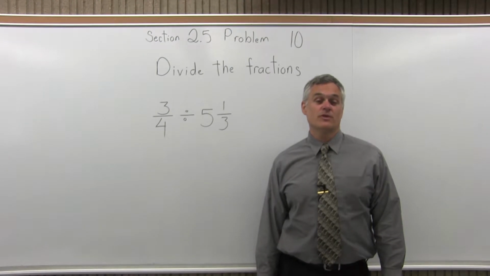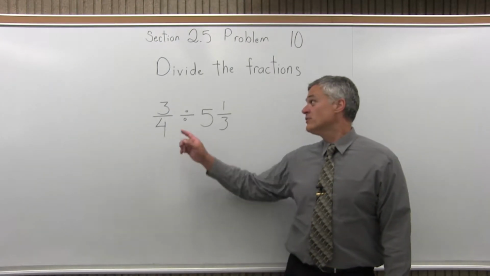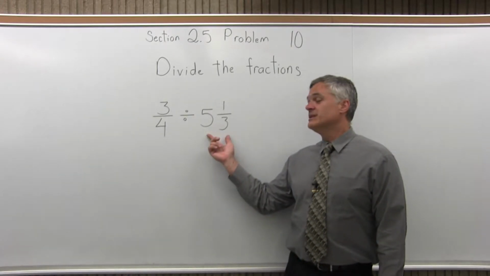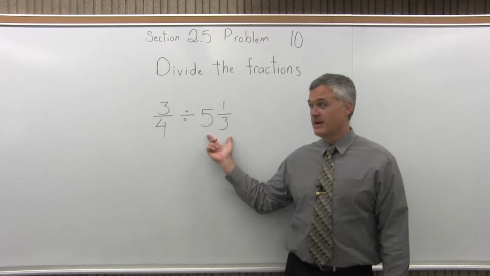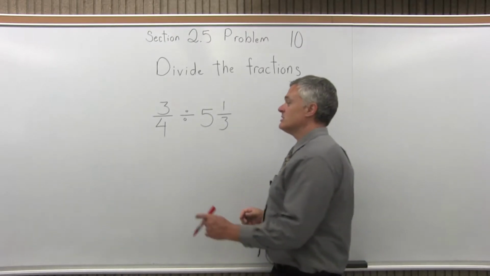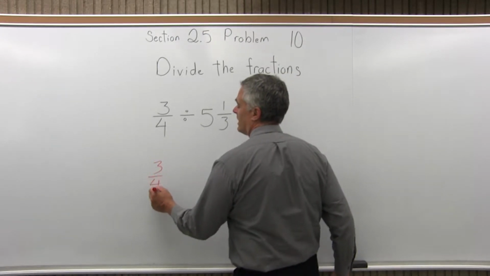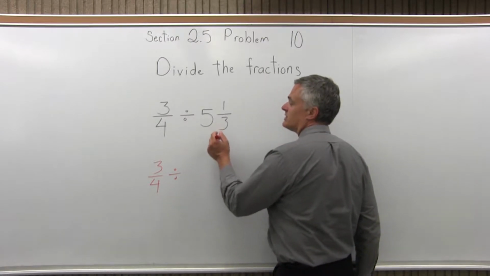This is Section 2.5, Problem 10. It says divide the fractions, and we have 3/4 divided by 5 1/3. So the 5 1/3 needs to be written as just a fraction with a numerator and a denominator, not a mixed number the way it is now. So to start the problem off, let me leave the 3/4 in the front. I'll leave the division for the time being. And now the 5 1/3, let's convert that.